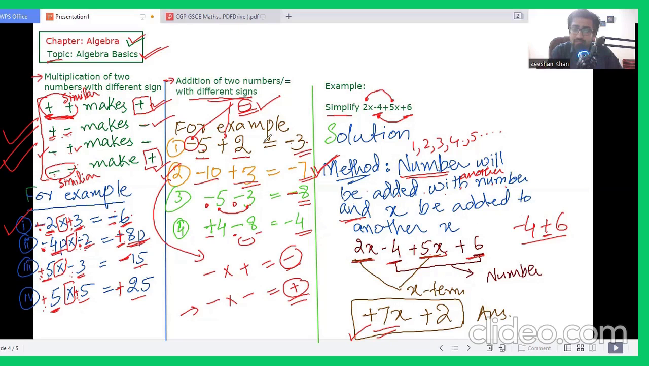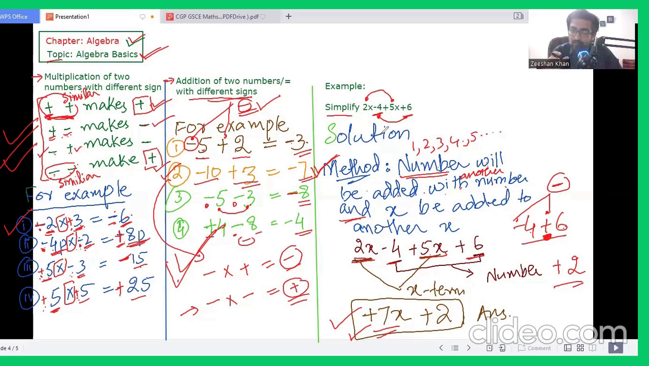Okay, so as I have explained the method over here, I will remove this negative sign. So negative times positive is negative. So it means we have to subtract these two numbers, obviously the smaller number from the bigger number. So 6 minus 4 is 2. And we will write the sign of the bigger number. So bigger number is 6. So you will therefore write plus 2. So I have written plus 2 over here. And 2x plus 5x is plus 7x. So this is the answer to this one simple question.